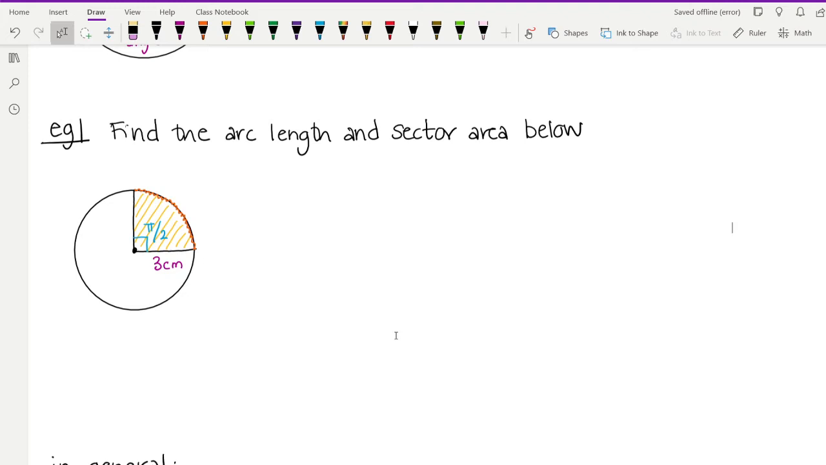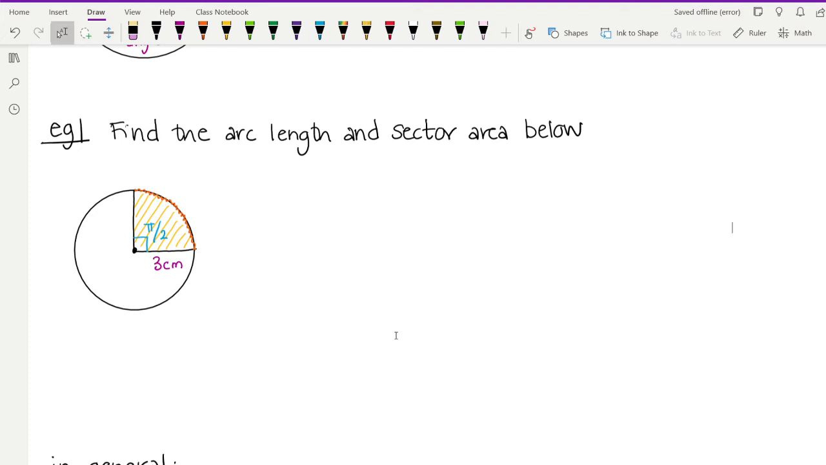Okay, so let's say that we have this circle. The circle has a radius of 3 centimeters, and we're looking at a sector and an arc that have a central angle of pi over 2. So remember, pi over 2 is 90 degrees. It's a right angle. So with the information that is given and without knowing any formulas, how can we go about finding the arc length and the sector area?